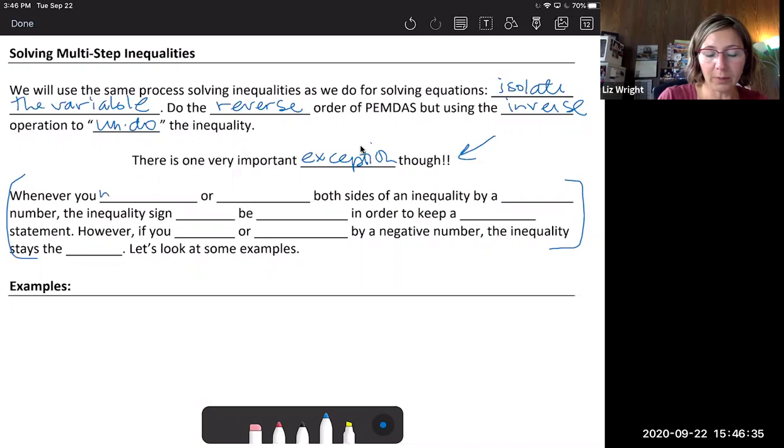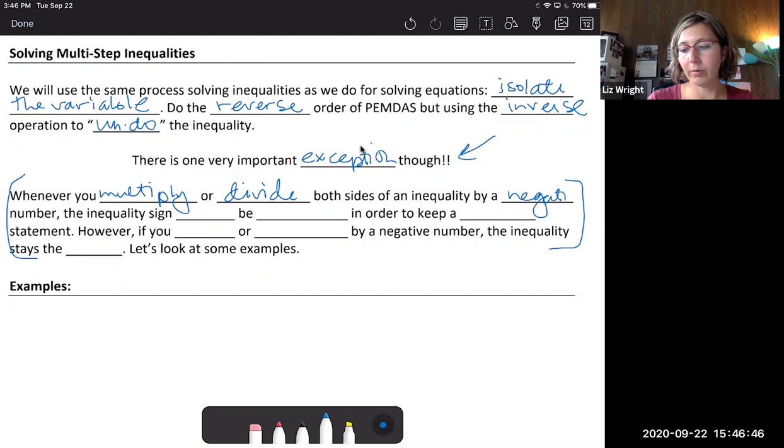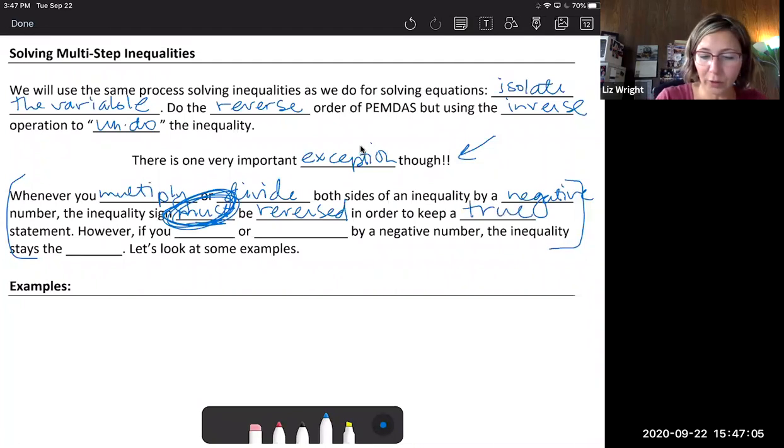Whenever you multiply or divide both sides of the inequality by a negative number, the inequality sign must be reversed in order to keep a true statement. However, if you add or subtract by a negative number, the inequality stays the same.